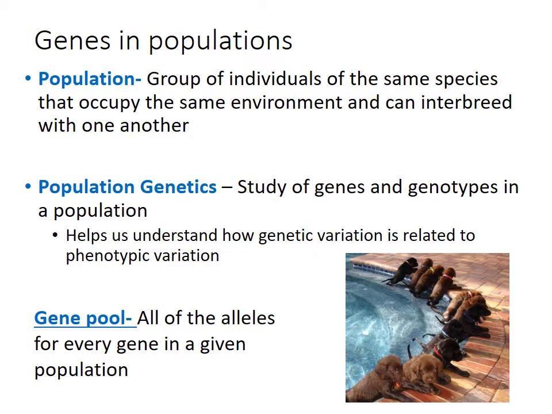Population genetics is the study of genes and genotypes in a particular population, and it helps us understand how genetic variation is related to phenotypic variation. Remember, the phenotype is the physical expression of the genotype, so it's kind of like what they look like or what genes are expressed. And then the gene pool is all of the alleles for every given gene in a given population. I just put Labradors in the pool there because I thought it was adorable. Really, we probably need some yellow labs in that gene pool too.